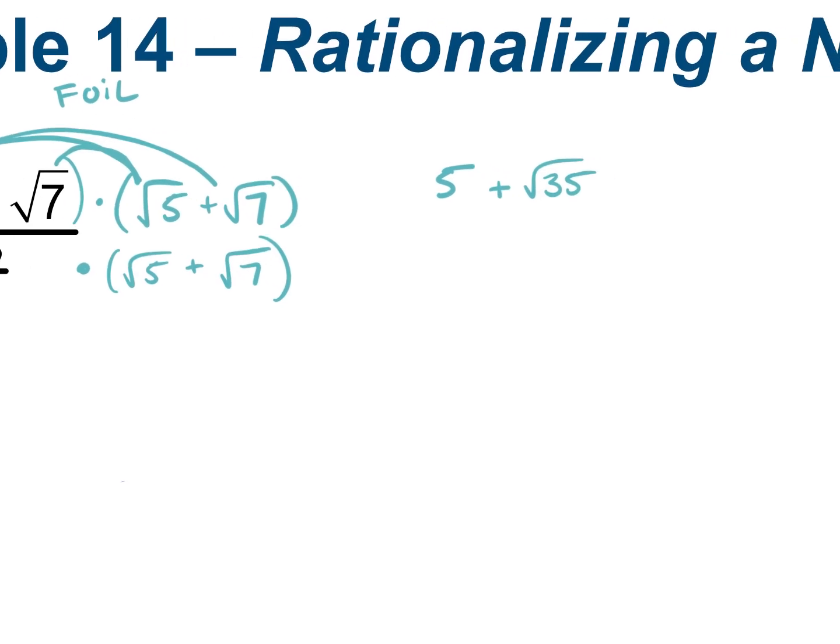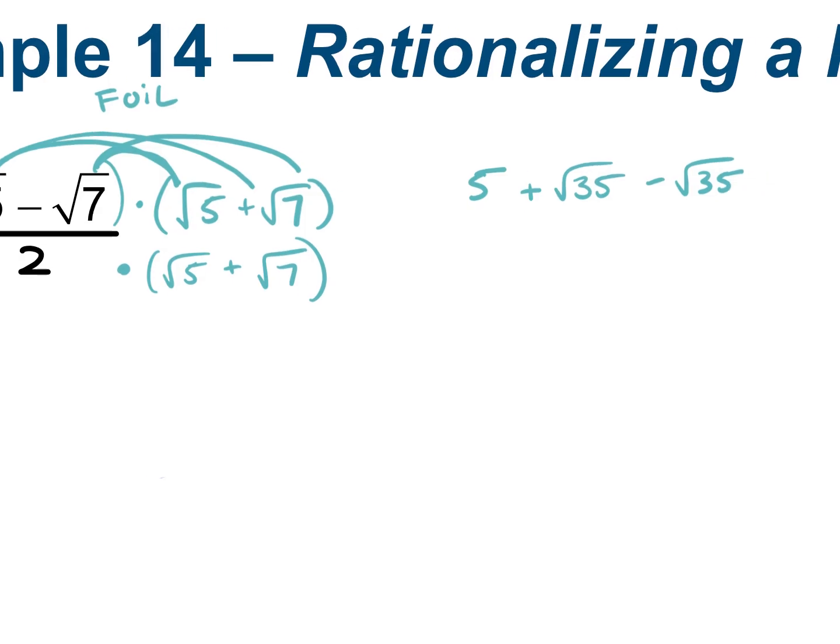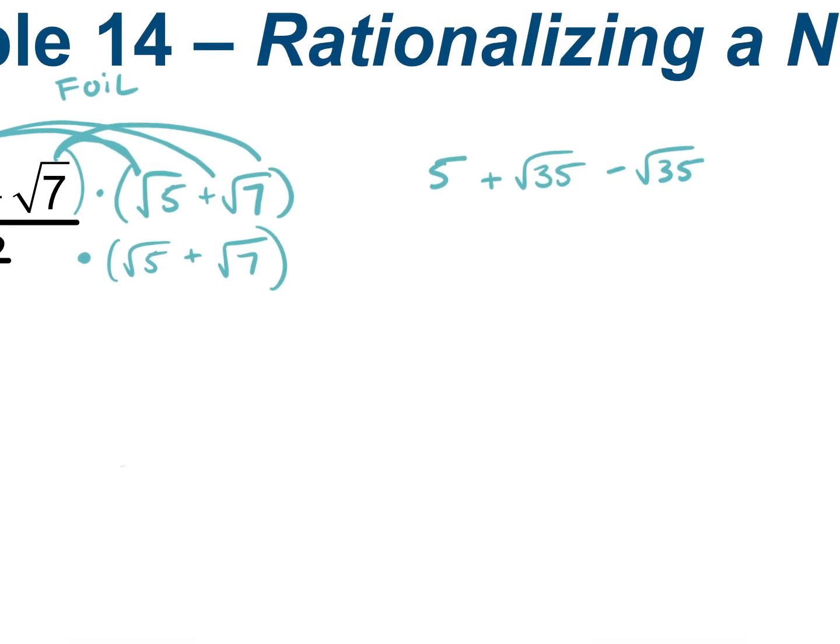Then the insides would be the negative square root 7 times square root 5. What would that be? Negative square root 35, perfect. And then the last would be negative square root 7 times square root 7. What would that be? So it's negative, but what's square root 7 times square root 7? 7, perfect.